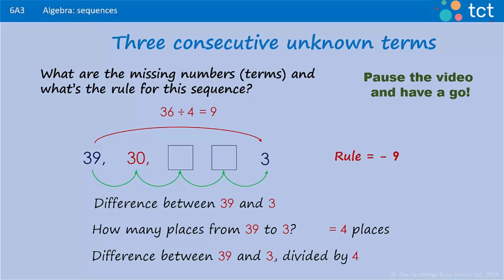39 minus 9 is 30. 30 take away 9 is 21. 9 taken away from 21 is 12. And 12 subtract 9 is 3.